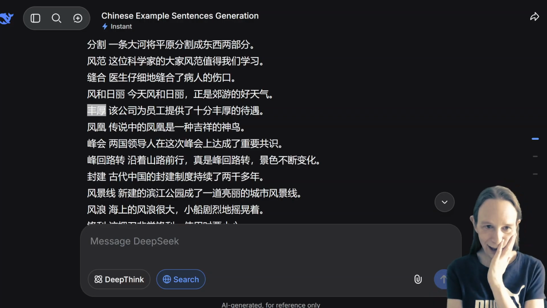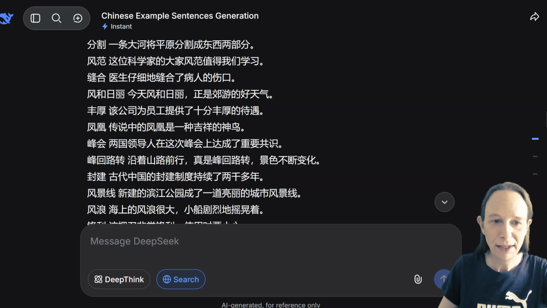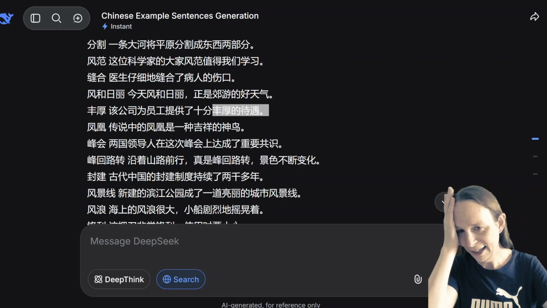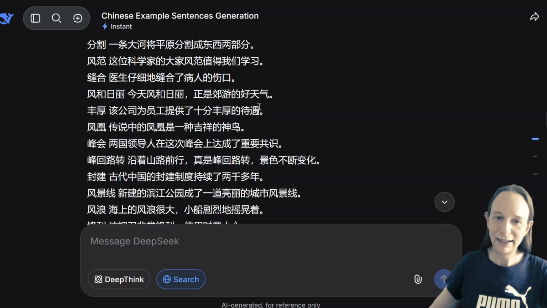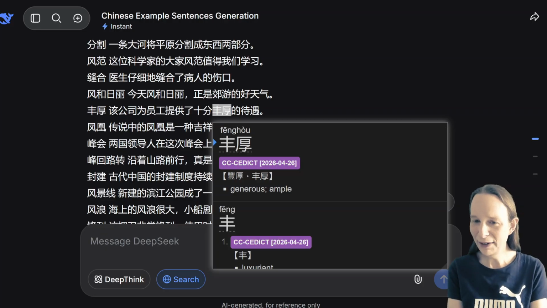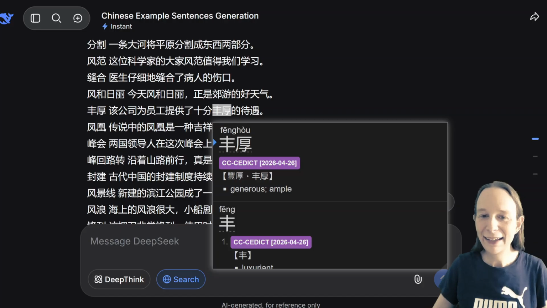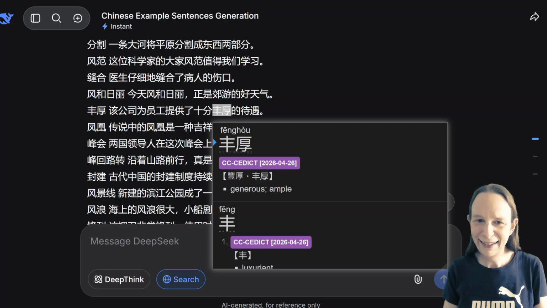丰厚. 丰厚 is something like plentiful, abundant, richly endowed with, something in this ballpark. 该公司为员工提供了十分丰厚的待遇. Oh yeah, this is actually a common example. I don't know how to explain it then. Generous, ample. No, it's not exactly what I was thinking. I have to adjust my thinking here. All right, 丰厚. Yeah, generous, ample. Okay, so what does the Chinese dictionary say?